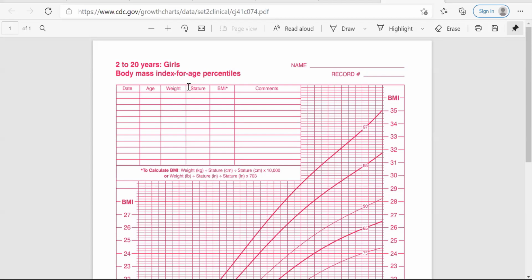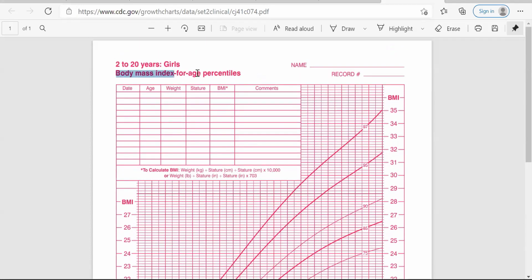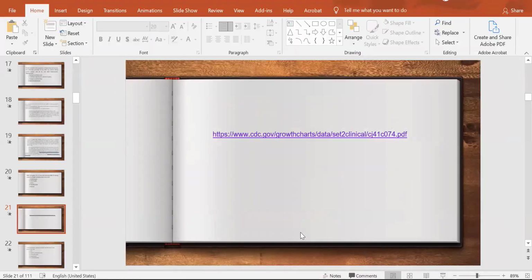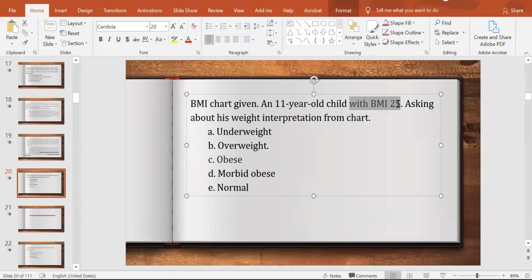Now look at this one. There are many charts like this, growth charts. Now this chart is mainly BMI for age. That's very important to look at. So what is the BMI of this patient? BMI is 25, and this is an 11-year-old.